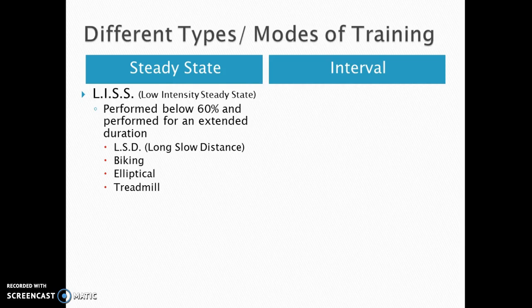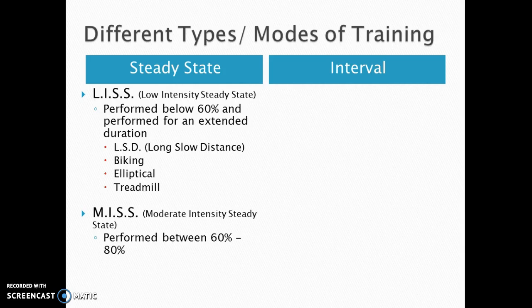People can also use biking, whether it be stationary bike or regular biking, and they can go for a nice, easy, low-intensity ride for an extended period of time, elliptical machines, treadmills, and that's all going to be determined by how fast they are running and what their capacity is to work at a higher state or a lower state, depending on how fit they are.